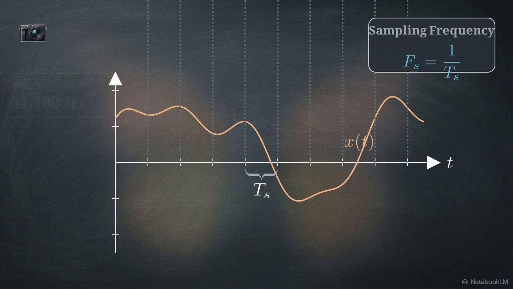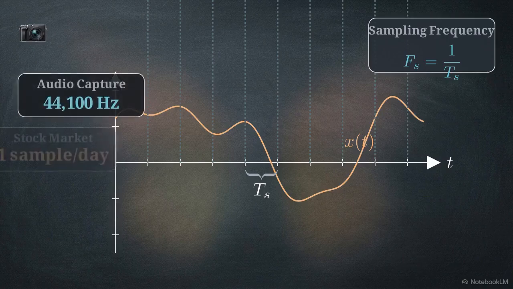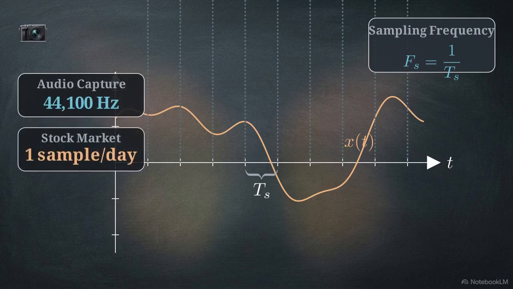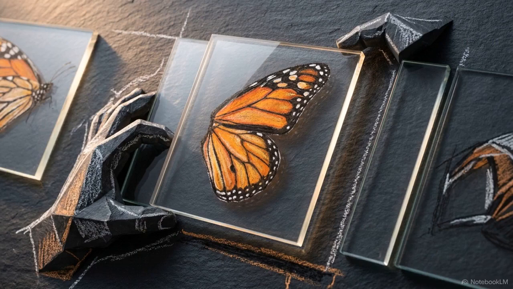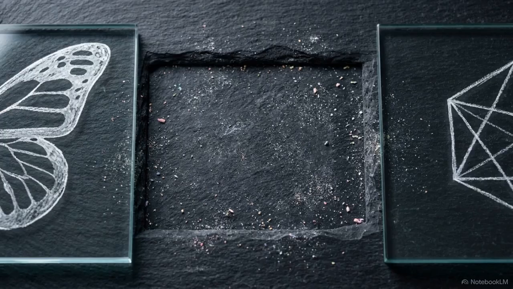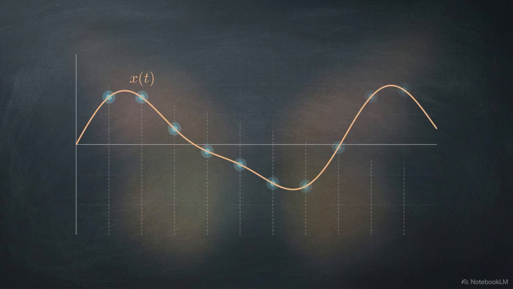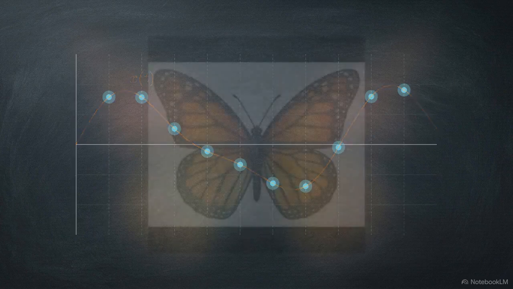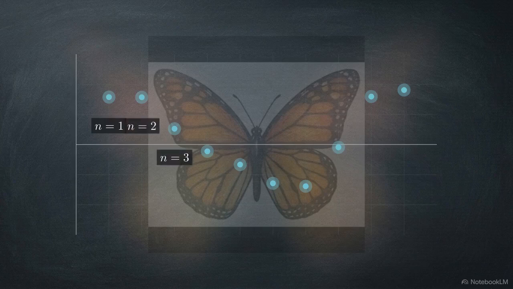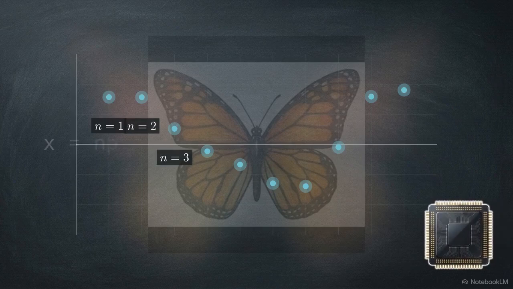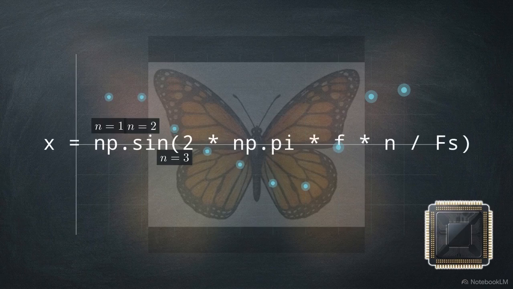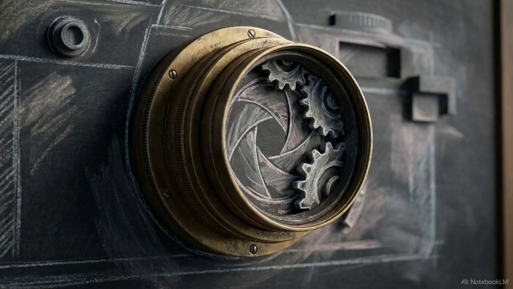For high-quality music, a computer might click 44,000 times every second to make sure it doesn't miss a single vibration of sound. This speed is critical. It determines how much of the real world we actually save and how much is lost in the gaps between the clicks. Once the process is done, the smooth path disappears and only the snapshots remain. We're left with a numbered list of data points, 1, 2, 3, which we call n. This list of numbers is the only thing the computer actually sees.